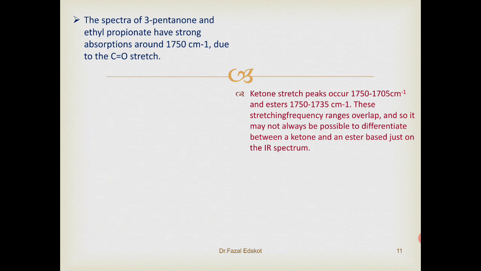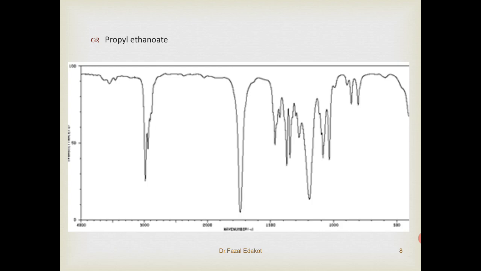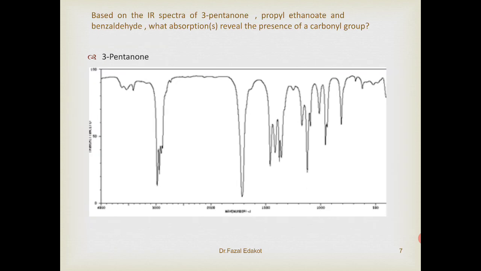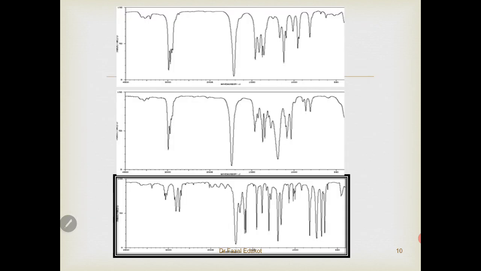So you need to revisit the spectra and check that what we have told is already there. Listen to the values and the description, and please cross check with the spectra. This is for benzaldehyde, this is for propyl ethanoate, and this is for 3-pentanol. So this 3400 range is to be noted. You can see three spectra together; identify which one represents which.